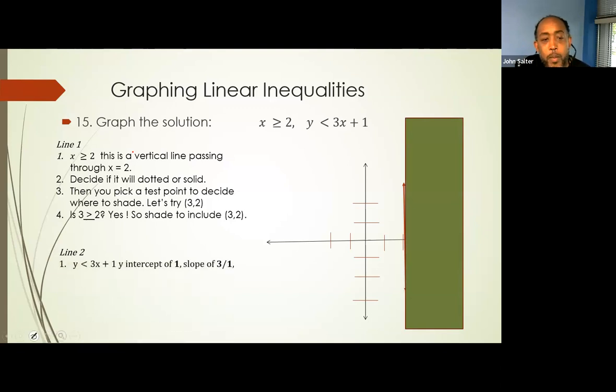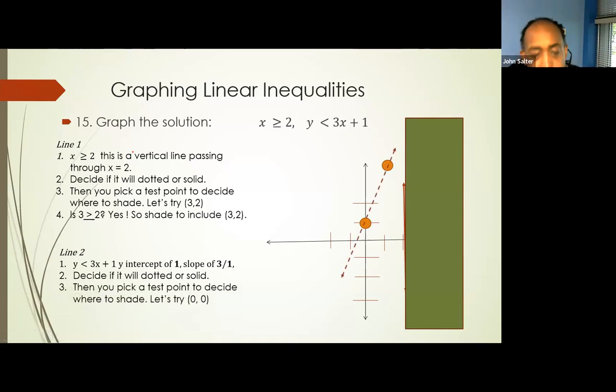For the next one, y is less than 3x plus 1. My y-intercept of 1, my slope of 3, which is the same as 3 over 1. So I'm going to put my intercept first. The slope tells me go here. Is it solid or dotted? Well, this is just a less than, not less than or equal to, so it's going to be dotted.